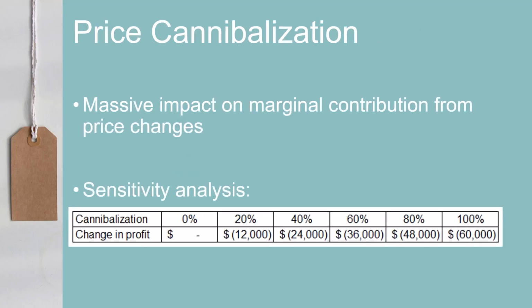Price cannibalization can have a massive impact on marginal contribution from price changes. The worksheet I showed earlier assumes cannibalization across all existing sales. In other words, 100% price cannibalization for simplicity. As I noted earlier, cannibalization may be lower than that when prices are quoted to customers rather than listed for all customers. You can do a sensitivity analysis of price cannibalization to marginal contribution. This table shows different changes in contribution at varying levels of cannibalization using the assumptions in the earlier analysis.